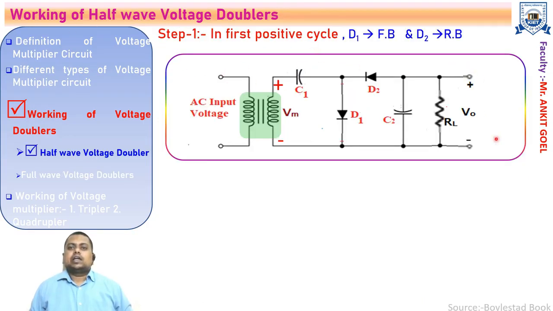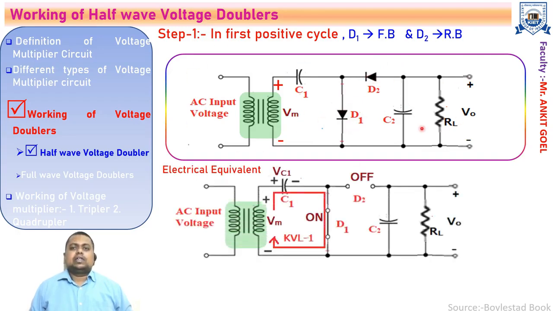So this is the circuit diagram for the half wave voltage doubler. When in the secondary we have the first positive half cycle, diode D1 will be in the forward bias state and diode D2 will be in the reverse bias state. So making the electrical equivalent circuit of this, when the diode D1 is in the on state, replace it by a short circuit, and diode D2 is in the off state or in the reverse bias condition, so it is replaced by an open circuit.